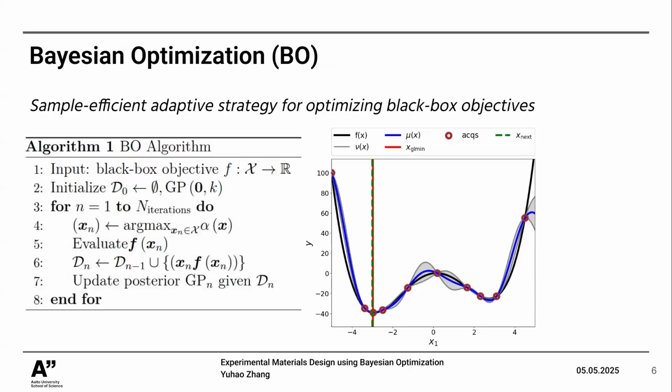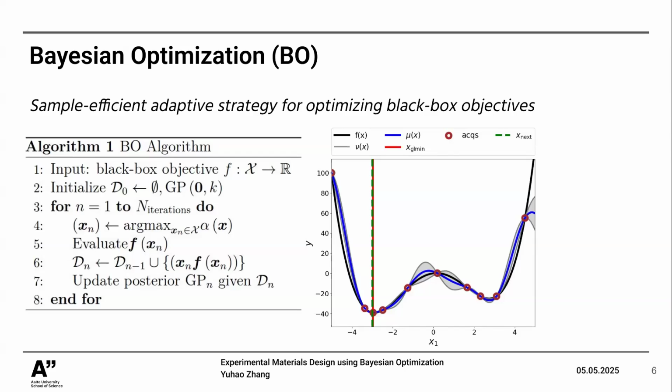Sadly, the animation doesn't work, so the slides are a bit hidden, but it's defined as a sample-efficient adaptive strategy for optimizing black box objectives. It consists of 2 parts: a surrogate model, and as long as it produces a variance, Bayesian optimization is surrogate model agnostic. So that could be a random forest, Bayesian neural network, or a Gaussian process. And an acquisition function, which is the agent suggesting the next candidate.